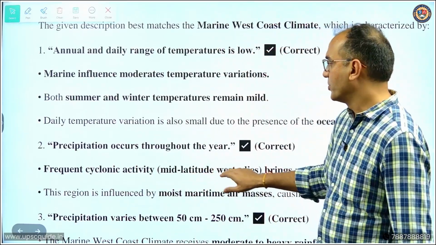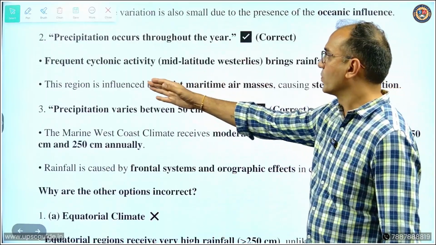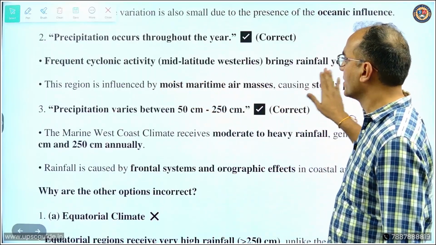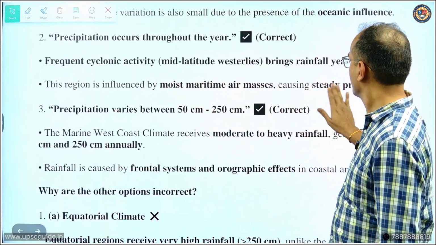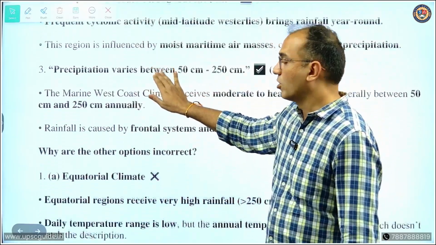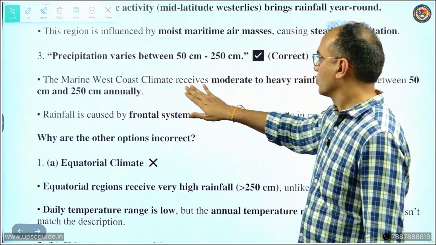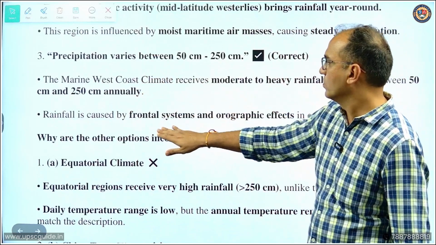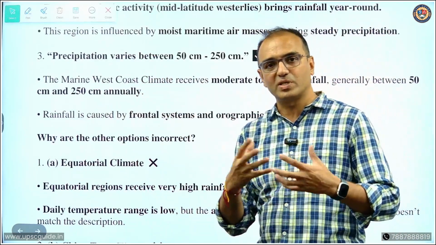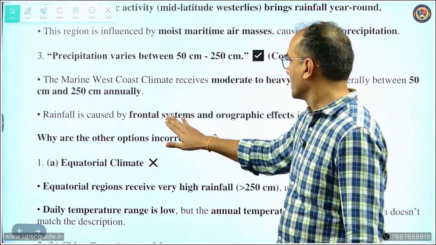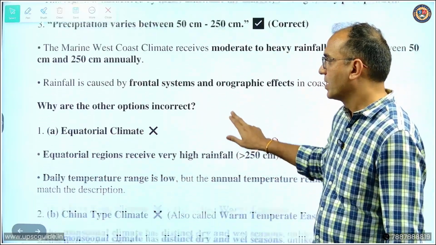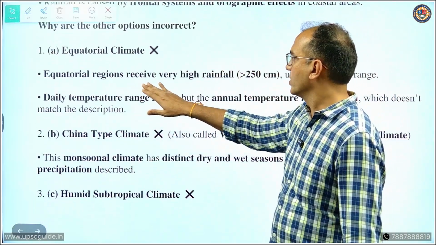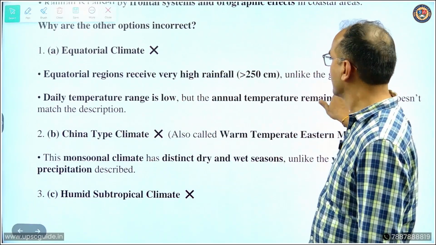Right, precipitation occurs throughout the year. Yes, frequent cyclonic activity, rainfall year round, moist maritime air mass, steady precipitation. Onshore westerlies are there, and marine west coast climate receives moderate to heavy rainfall, generally between 50 to frontal systems. Front मतलब temperate cyclones की बात कर रहे हैं. So frontal systems and orographic effect. Equatorial is wrong because in equatorial regions they receive very high precipitation unlike the given range.